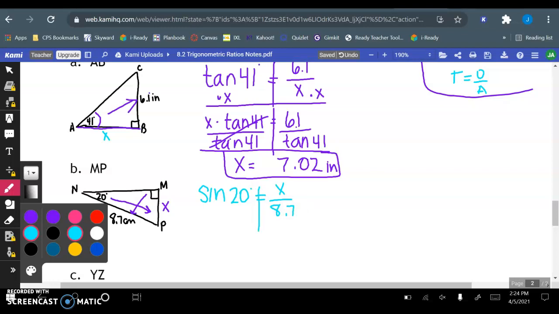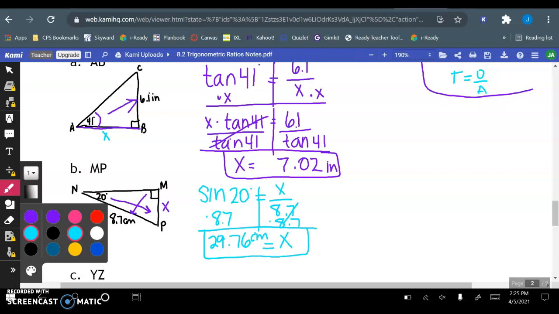So now I have to solve for x. This side is dividing by 8.7, so I'm going to multiply by 8.7. So the 8.7 cancel here, and I just have x. And then on this side, I can just type in sine of 20, and I'm going to close my parentheses, and then I'm going to times by 87. And I get an answer of 29.76. And these ones are centimeters.